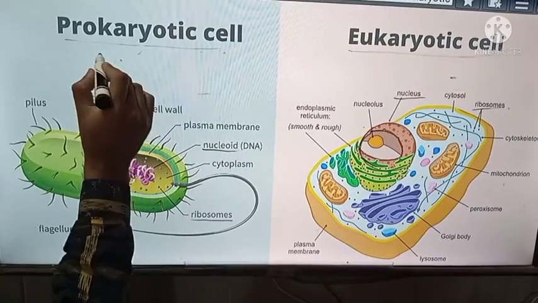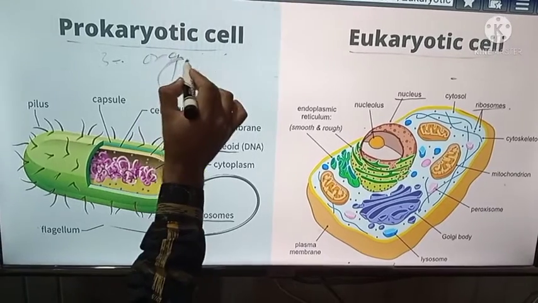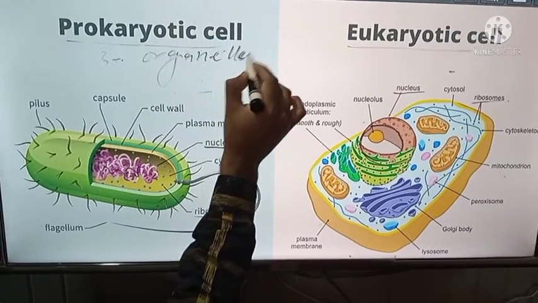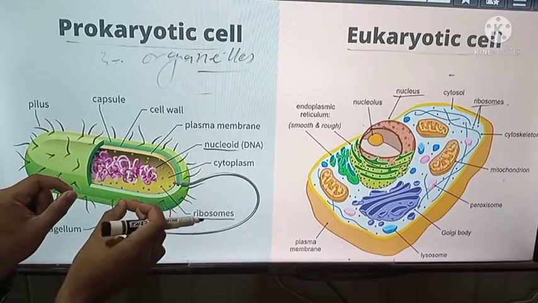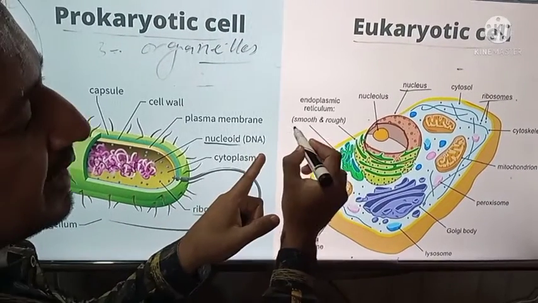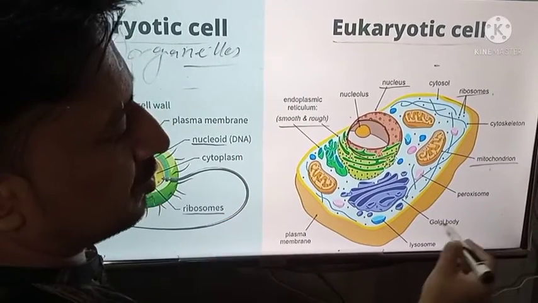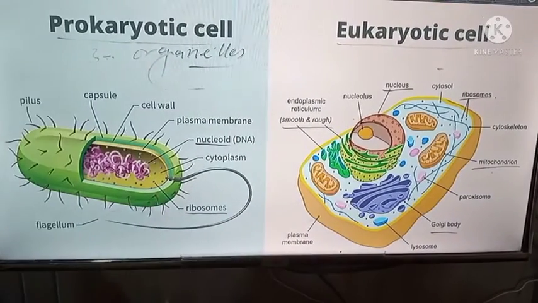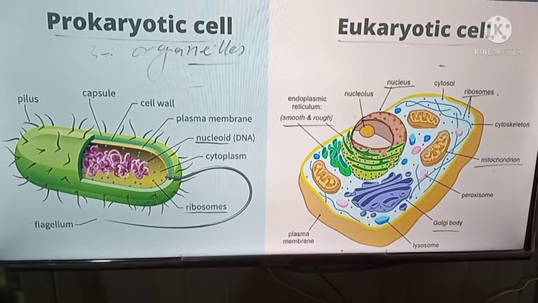So point number three, organelles. When we discuss organelles, in prokaryotic cells no membrane-bounded organelles are present. And in eukaryotes, membrane-bounded organelles like the endoplasmic reticulum, mitochondria and Golgi bodies are present. So this is also a main difference between these two cells.